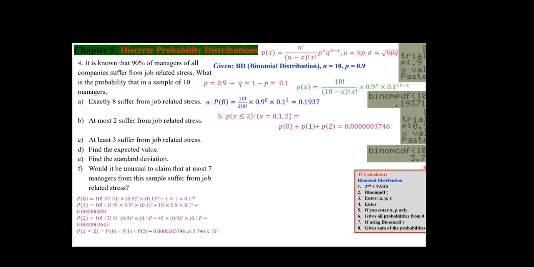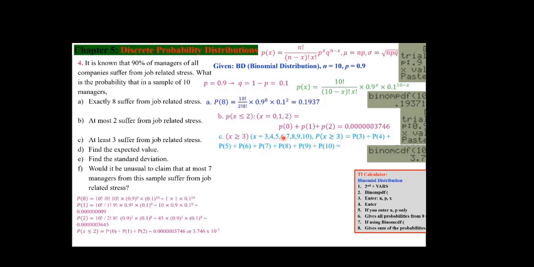Next, at least 3 suffer. That means probability of X larger than or equal to 3. And that means 3 all the way to 10. That's the meaning of it. Again, I'm writing the meaning. Probability of X larger than or equal to 3 means probability of 3, 4, so on and so forth, because that's the meaning of X larger than or equal to 3.